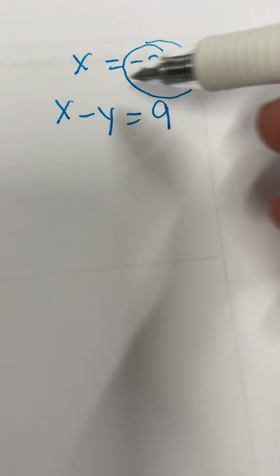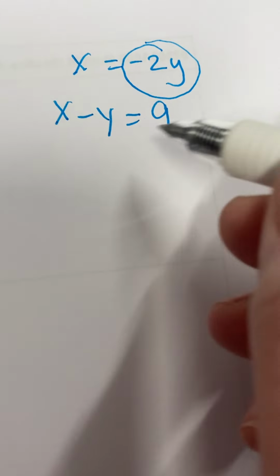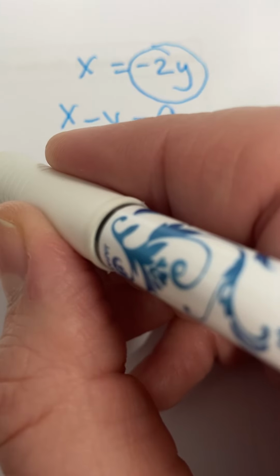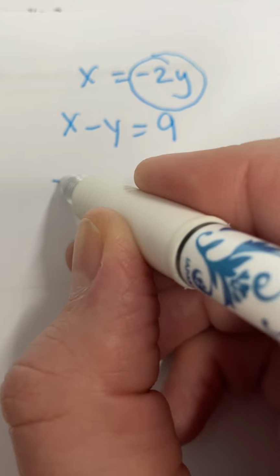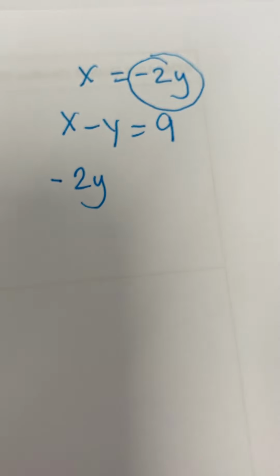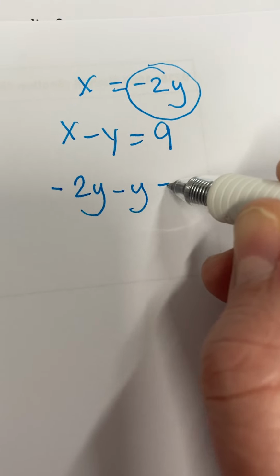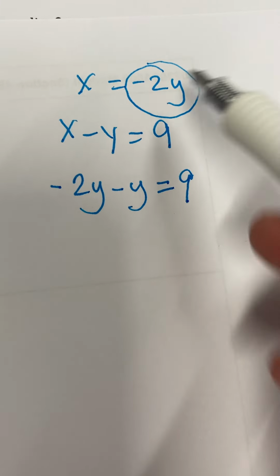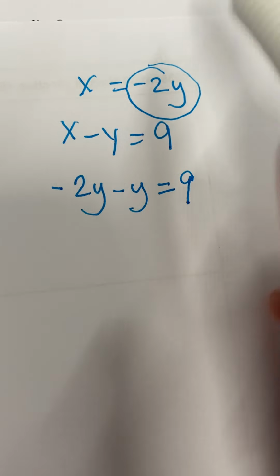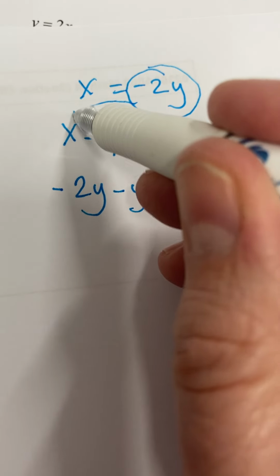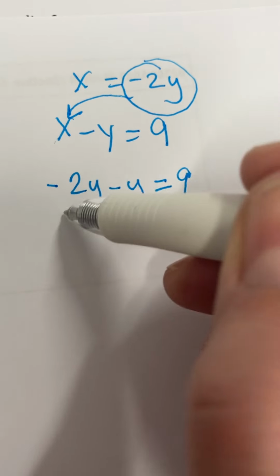This goes in place of the x. So x leaves. It goes away. This goes in its spot. So I'm going to rewrite it with the x out and negative 2y in its spot. So it would read negative 2y minus y equals 9. So you can see the x left, and this just went right in its spot, all right? So in your notes, maybe do something like that. That goes, and we get this.